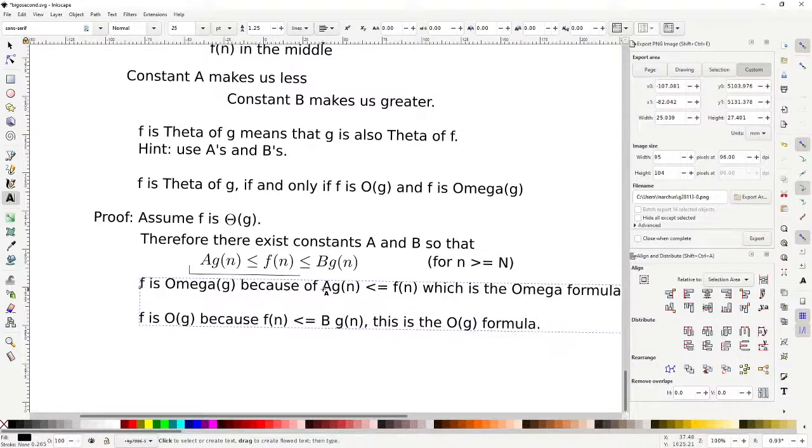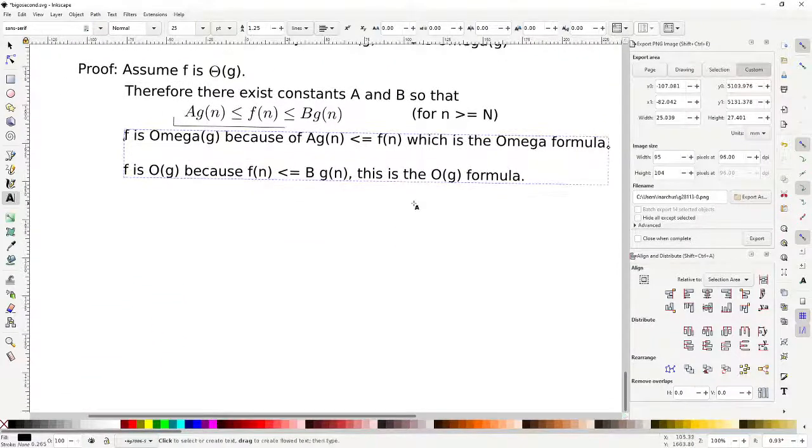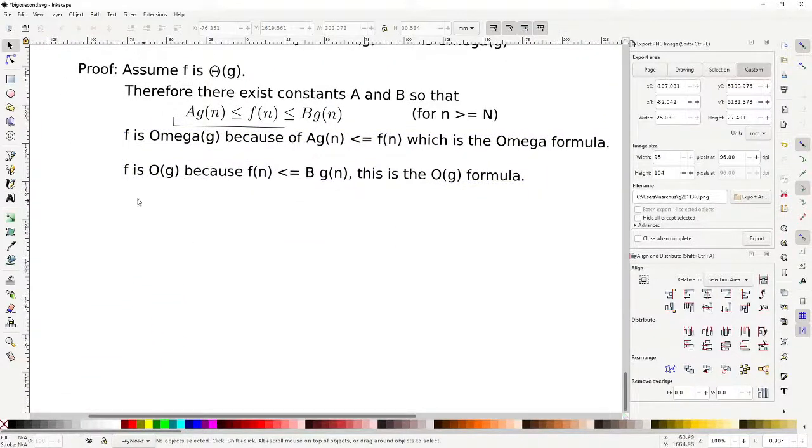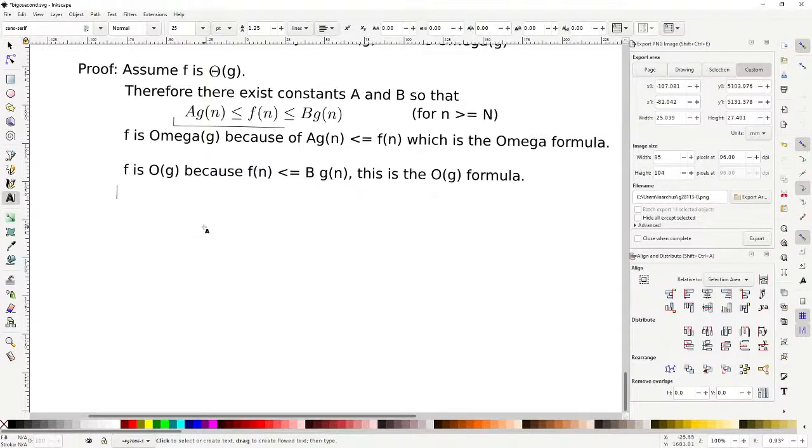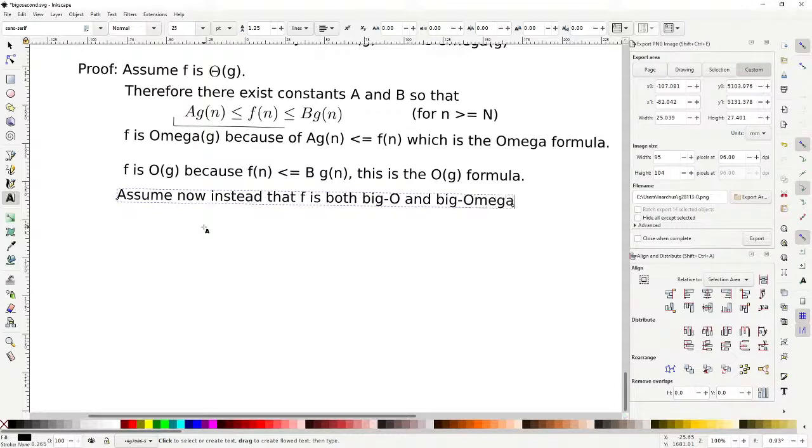And that's really what we have to say here. And now there's a backwards direction of this proof. So then what we can do is just assume now instead that F is both big O and big omega. Then there is a constant, maybe call it A, hint, hint.